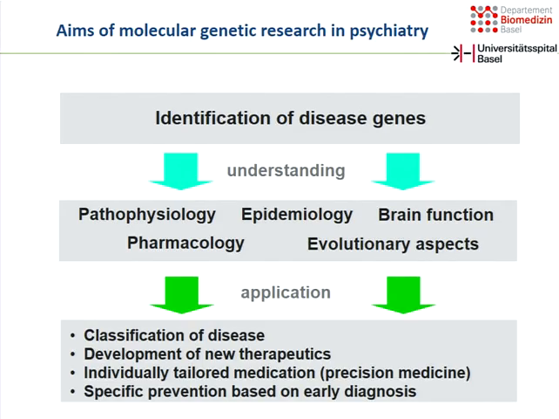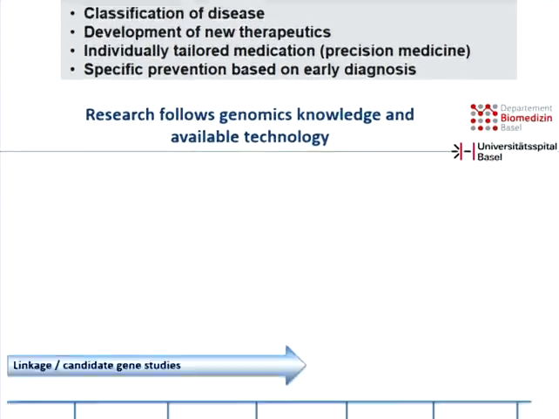Then obviously people hope that they can use the genetic information to develop new therapeutics, new drugs, and then, based on the genetic information, apply precision medicine, so give individual patients the drugs they need and that they will respond to. And if you recognize individuals that have a certain disease risk at a very early stage, you can maybe initiate specific prevention based on an early diagnosis. So these are all hopes that we have in psychiatric genetics.